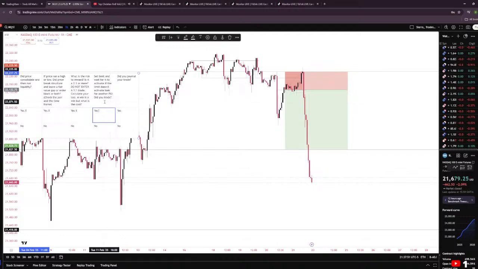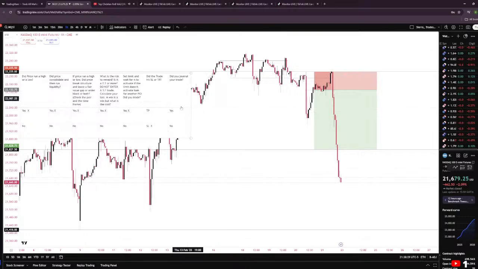All right, so did you trade? Yes, I did. I want to add in another column. Did the trade hit stop loss or TP? Do TP, and we'll do stop loss. This trade hit stop loss.